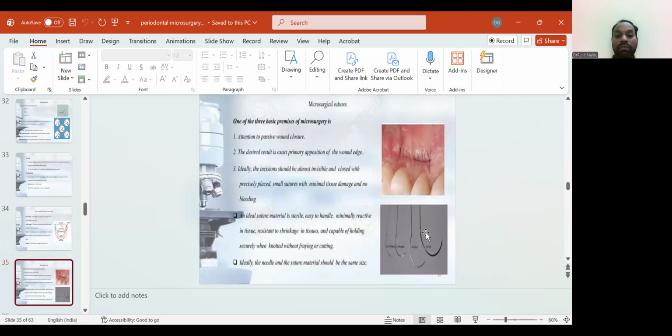Microsurgical needles. One of the three basic premises of surgery is attention to passive wound closure. The desired result is exact primary apposition of the wound edges. Ideally, the incisions should be almost invisible and closed with precisely placed small sutures with minimal tissue damage and no bleeding. An ideal suture material is sterile, easy to handle, minimally reactive in tissue, resistant to shrinkage in tissues, and capable of holding securely when knotted without fraying or cutting. Ideally, the needle and the suture material should be the same size.